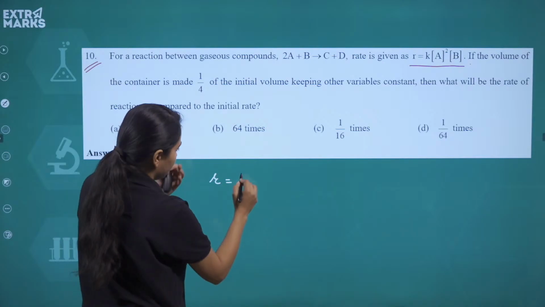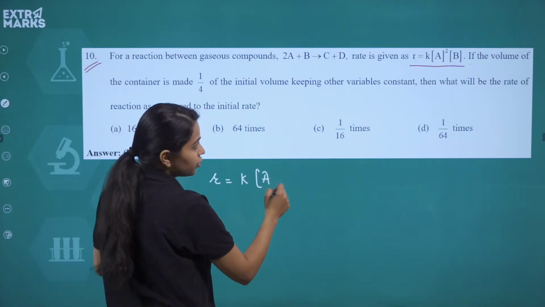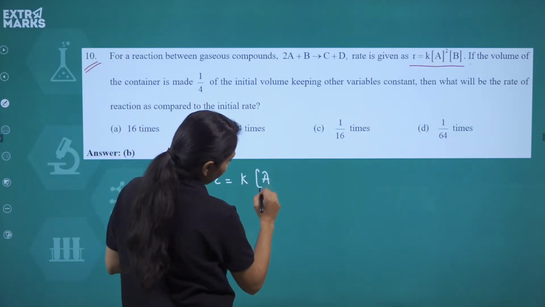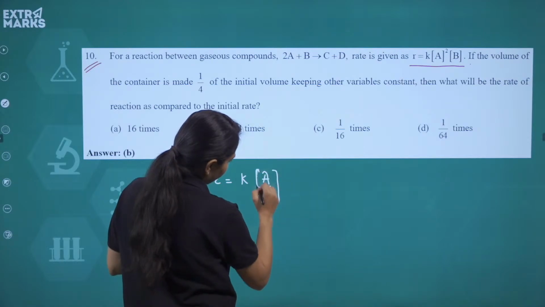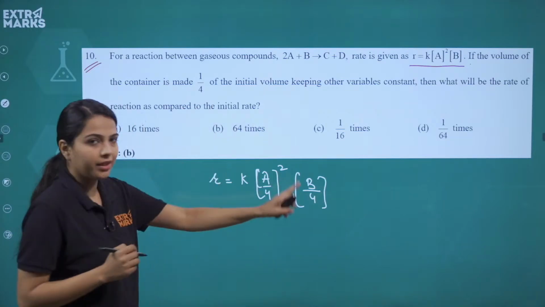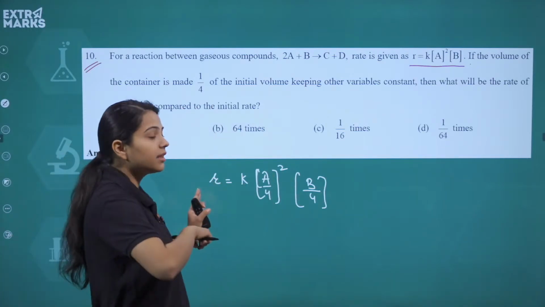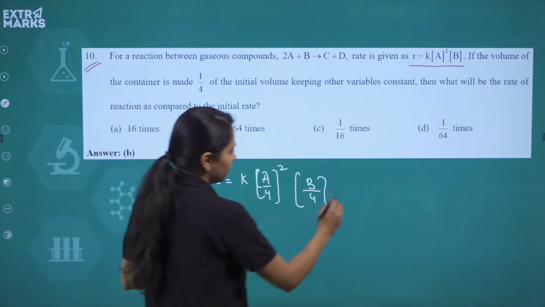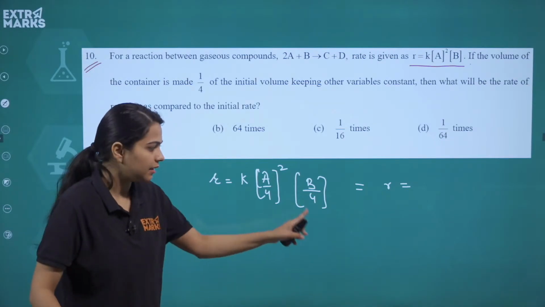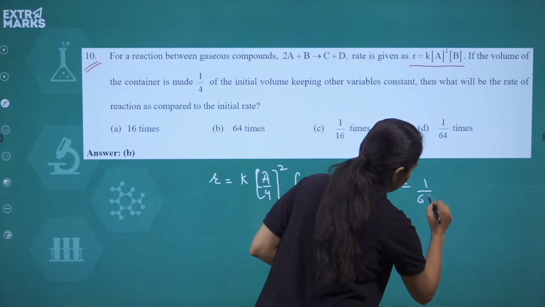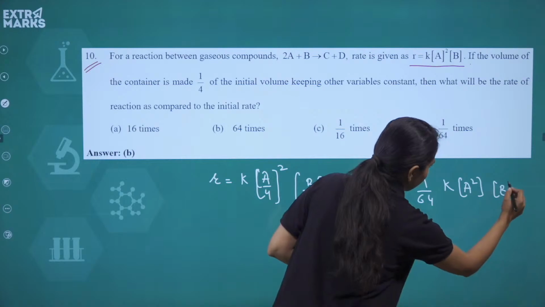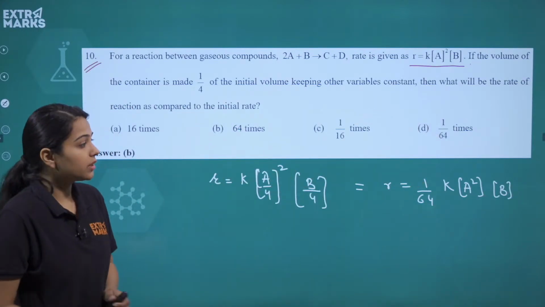Now rate is actually equal to K into the concentration of A. Concentration of A is going to decrease by 4 times now and also the square of it. So this upon 4 whole square, B upon 4. Now over here what will be the rate now? Earlier the rate was R, now this new rate will become what? 1/4 square, 1/16 into 4, 1/64 times the initial square that we had. Right? So this is the new rate.